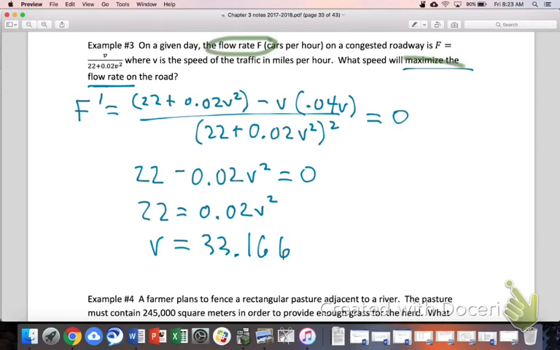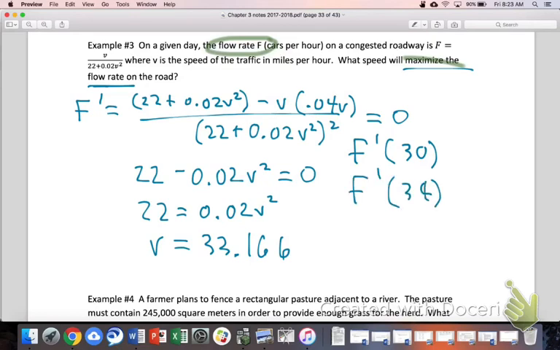Okay, listen up, please. So that is where F prime is 0. So that is our lone critical number, right? There's only one. And so we are looking to maximize the flow rate. So we're hoping that at that critical number, F prime goes from a positive to a negative, right? So we could test this out. If I was going to test it out, I could do something like F prime of 30 and F prime of 34 or something like that.